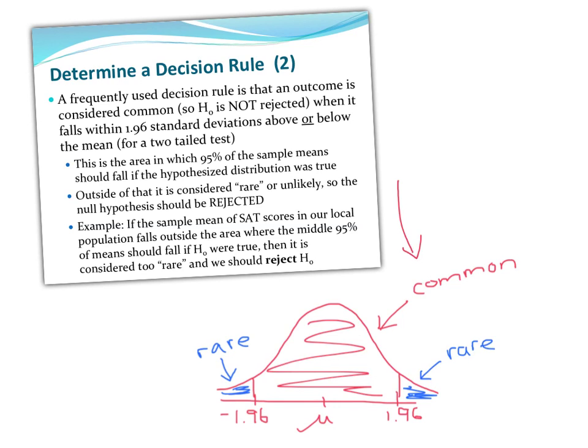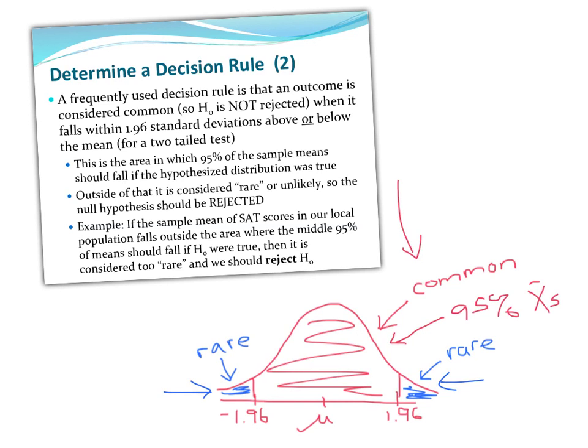Extending this to our concept of sampling distributions, 1.96 standard deviations above or below the mean is the area in which 95% of our sample means should fall if the hypothesized distribution was true. The 5% of the time that it falls outside of this area, we will consider the outcome a rare or unlikely occurrence. In these cases, where the sample mean we observed falls outside this area, we will reject the null hypothesis.